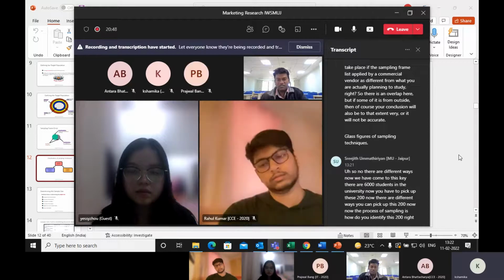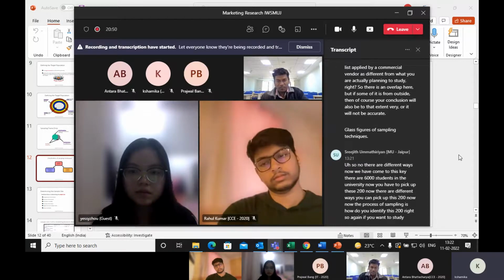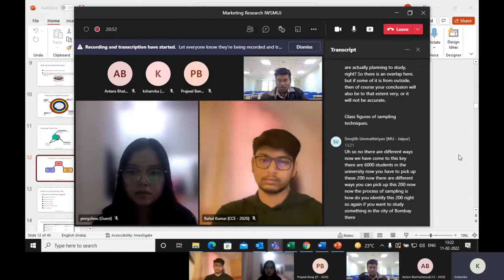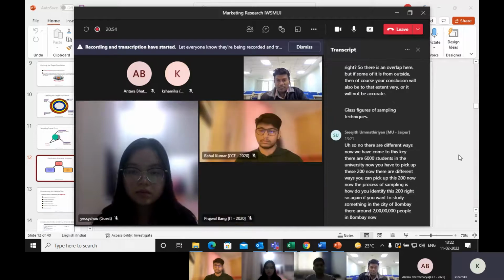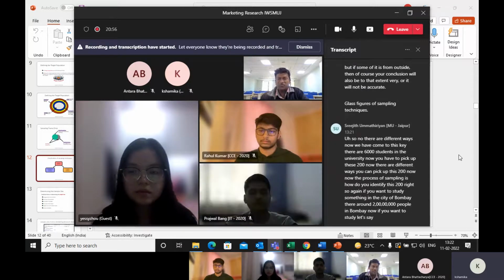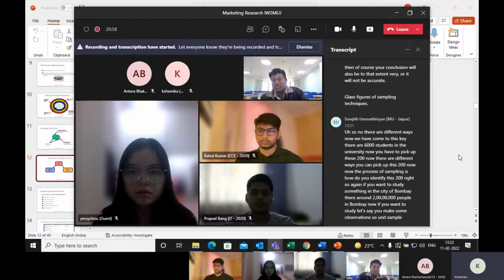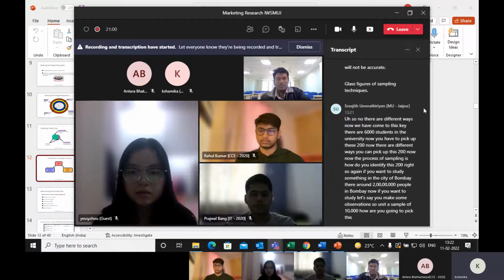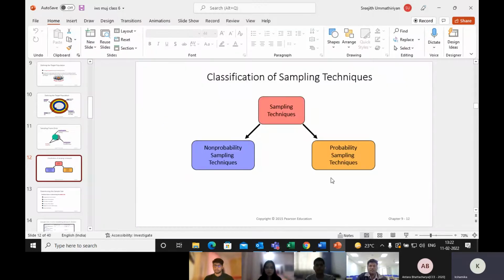So again, if you want to study something in the city of Bombay, there are around 2 crore people in Bombay. Now, if you want to study, let's say you make some observations, so you need a sample of 10,000. How are you going to pick this 10,000? So that is what is covered under this particular topic. How do you conduct a sample, or how do you identify sampling? You call it sampling techniques.